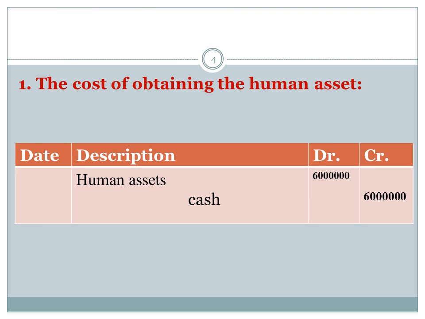The first, the cost of obtaining human assets. Human assets is an asset, so if we obtain a human asset, it means the asset is increased, so it will be in the debit side. The credit side will be cash, because cash is an asset and decreases, so it will be in the credit side. So the entry will be human assets in the debit side 6 million, cash in the credit side 6 million.